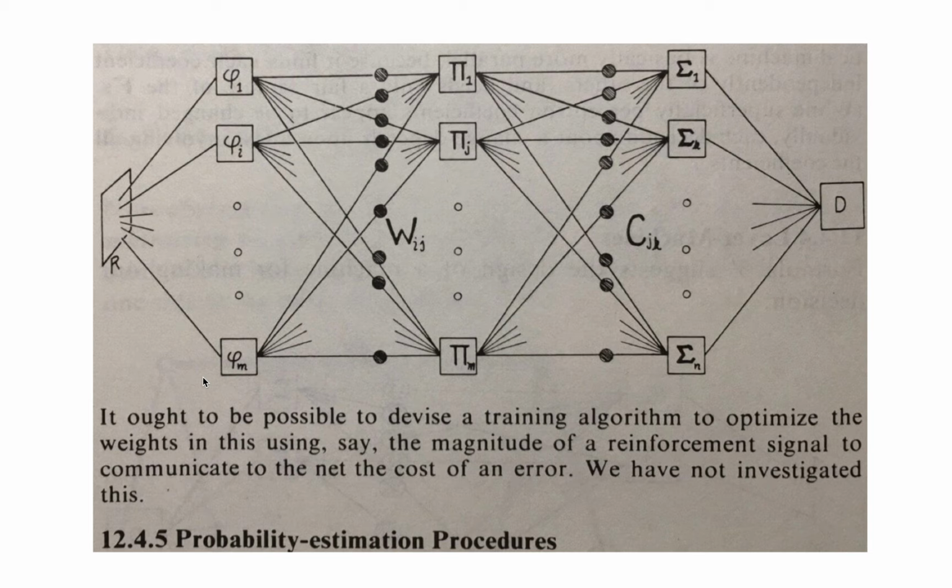Specifically, what the book quote goes like this: it ought to be possible to devise a training algorithm to optimize the weights in this using, say, the magnitude of a reinforcement signal to communicate to the net cost of an error. We have not investigated this. So he basically showed that the perceptron could be connected in multiple interesting ways, but at this time we didn't know how to train them, right? So it's, well, here's the model, it looks interesting. It should be possible to train them in some way. I just don't know how to do it.